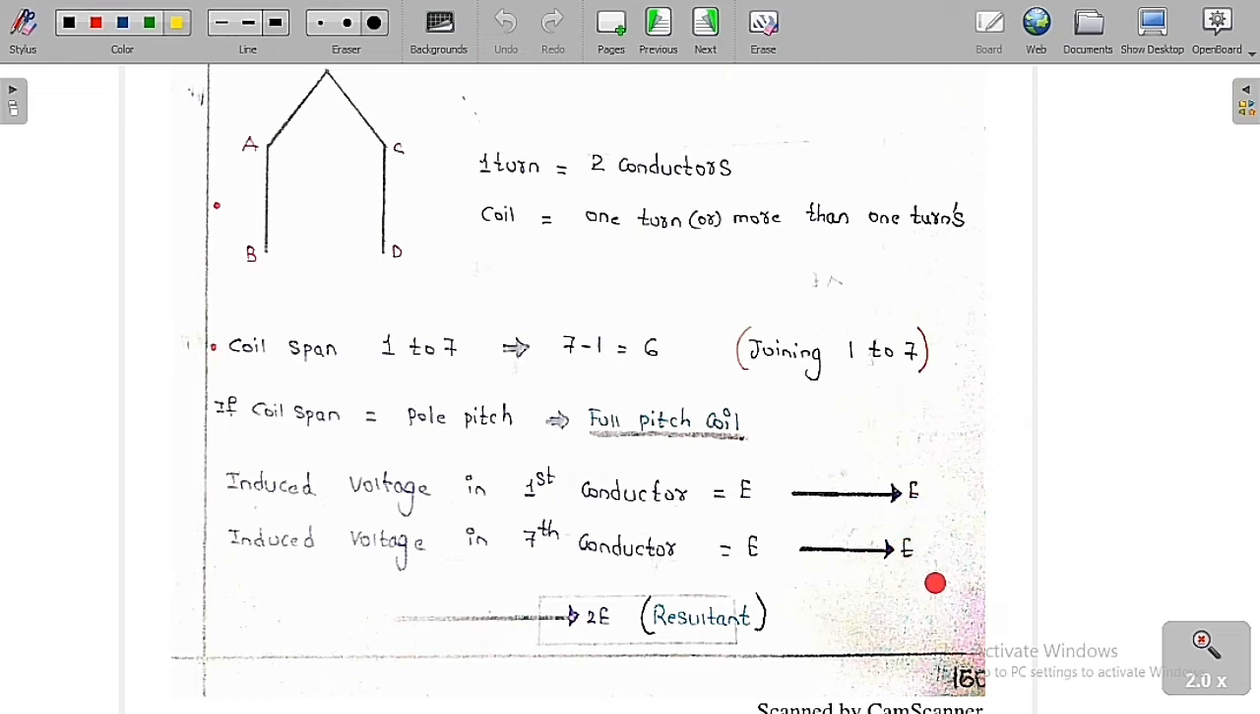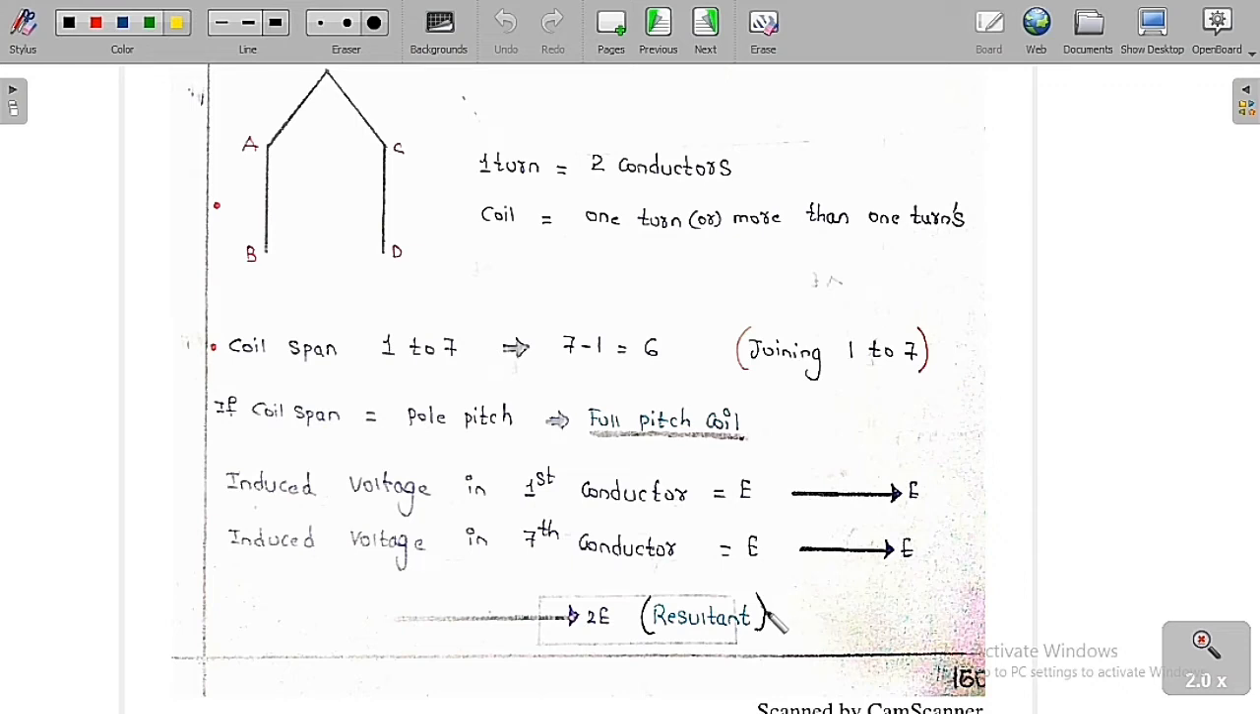Because these two conductors are connected, what is the overall induced voltage? The two vectors are in the same direction, so the resultant vector is E plus E, which is 2E. So this is the resultant voltage induced in the coil which is connecting slots 1 and 7.